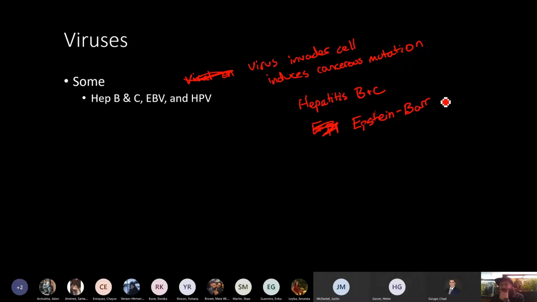Epstein-Barr virus. So hepatitis B and C, those increase your risk of liver cancer, right? Epstein-Barr virus increases your risk of lymphatic cancer, which, if you recall, is lymphoma.